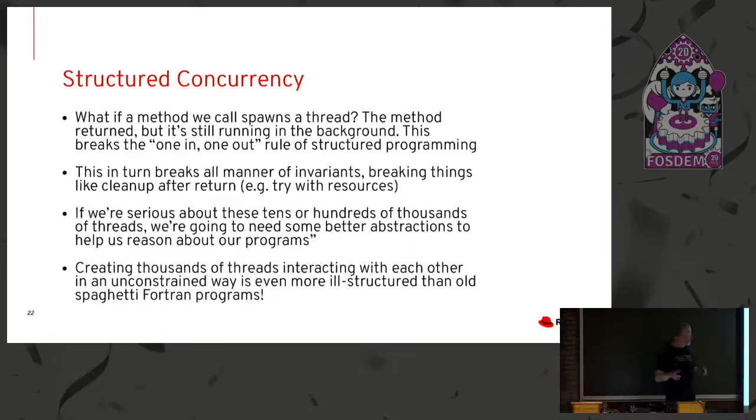And if with Project Loom you're going to have tens of thousands of threads, or hundreds of thousands of threads, which we can do because they're only a few hundred bytes, we somehow have to find a way to constrain that complexity in such a way that we can predict how a program is going to work, we can analyze it, and so on. So simply firing off thousands and thousands of threads and passing messages back and forth probably isn't going to work all that well. Yes, old spaghetti Fortran programs have got nothing on this.